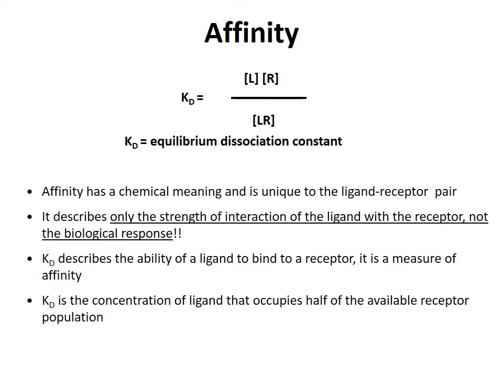So again, affinity has a chemical meaning. It's unique to the ligand receptor pair. That means you can't just say that a drug has a certain affinity. You have to say a drug has a certain affinity for a specific receptor, and you have to identify the receptor and the drug. And again, you can't just say that a receptor has its own affinity. It's always the pair, the drug-receptor pair has a specific affinity.